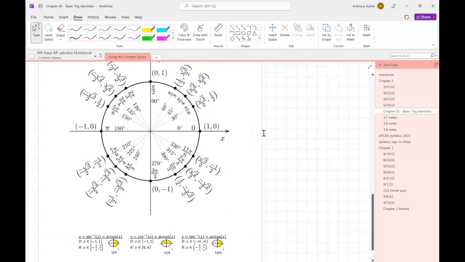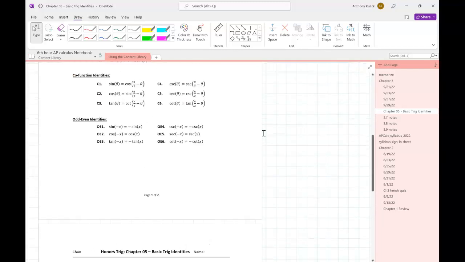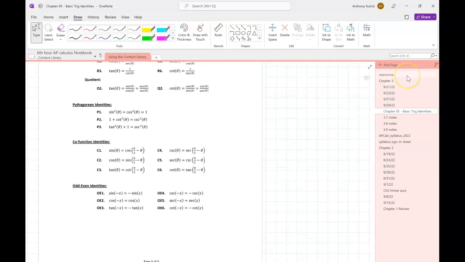Also worth pointing out, the unit circle is on the second page. If you haven't refreshed yourself on that, that's there as well. Again, their expectation is that you have the unit circle memorized, or at least memorized enough that you can generate values for sine, cosine, etc. with unit circle angles.